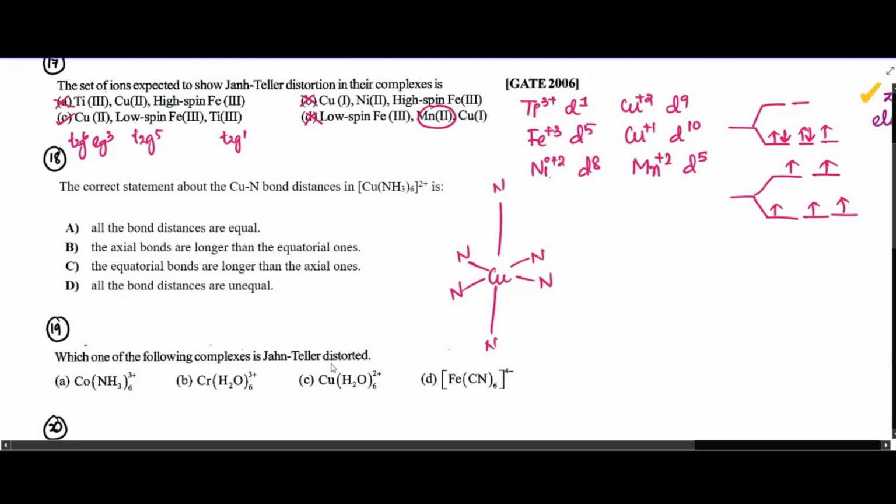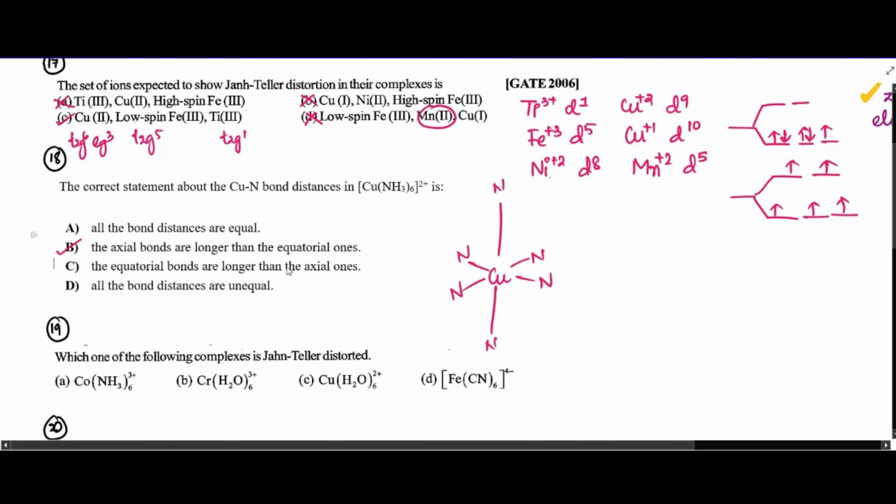Copper +2 will always be distorted. How will it be distorted? It will be tetragonally distorted. What type of tetragonal distortion? It's always going to be tetragonal elongation. So the correct option over here is option B.